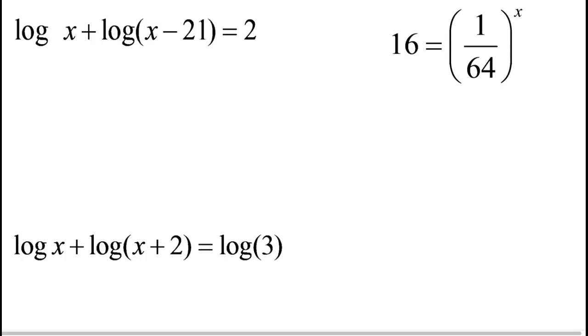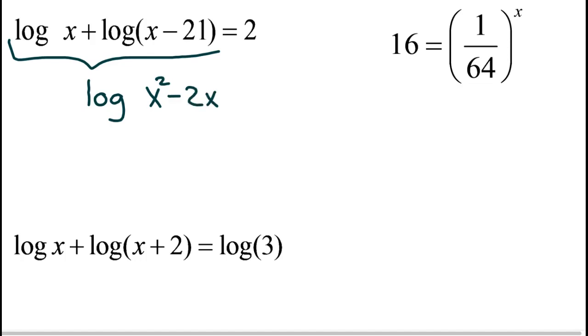All right, a little different scenario here. We have log of x plus log of some other stuff. And so now we can employ the properties we learned yesterday. We can take those 2 logs that are added together with the same base and make them into 1 log. So here we have the log of x times x minus 21, which is x squared minus 21x. I'm taking x times x minus 21, and so to do that, you have to use the distributive property.